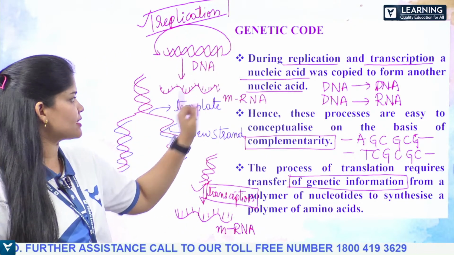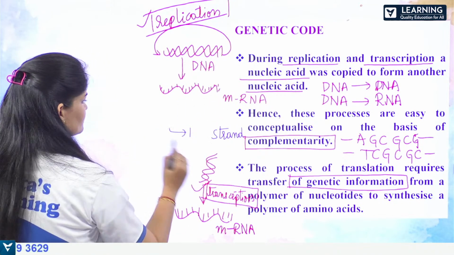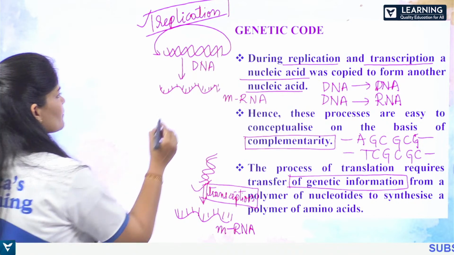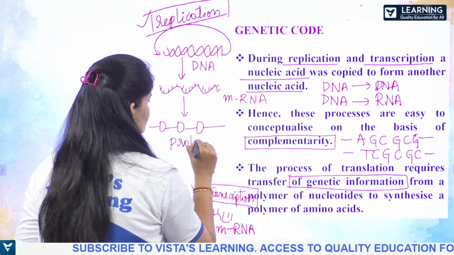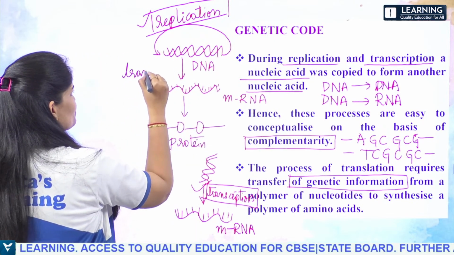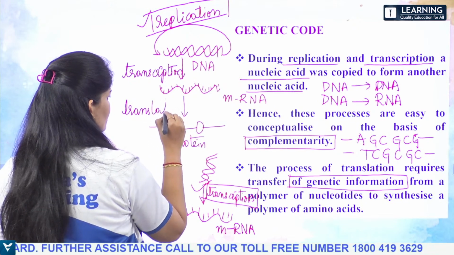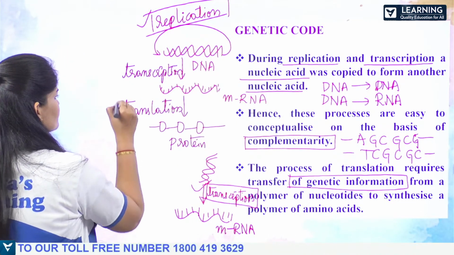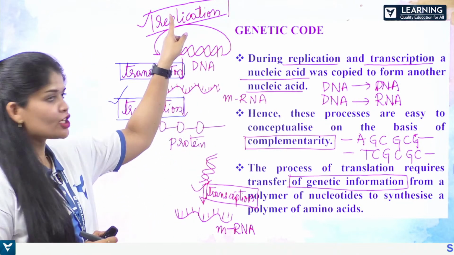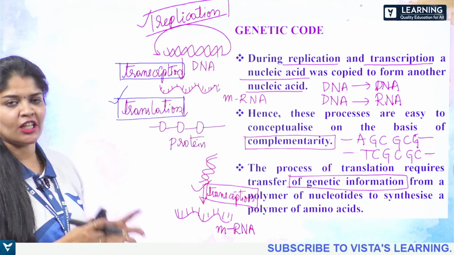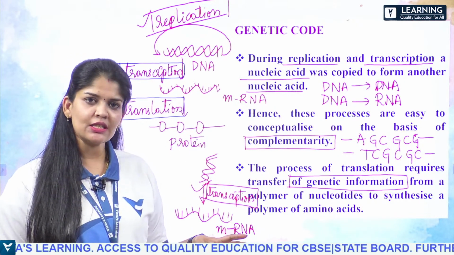Here is a transcription, and here is a translation. We are talking about translation here. While replication as well as transcription is happening, the genetic information is transferring from one nucleic acid to another. And therefore, complementarity will govern the process of transcription as well as replication.